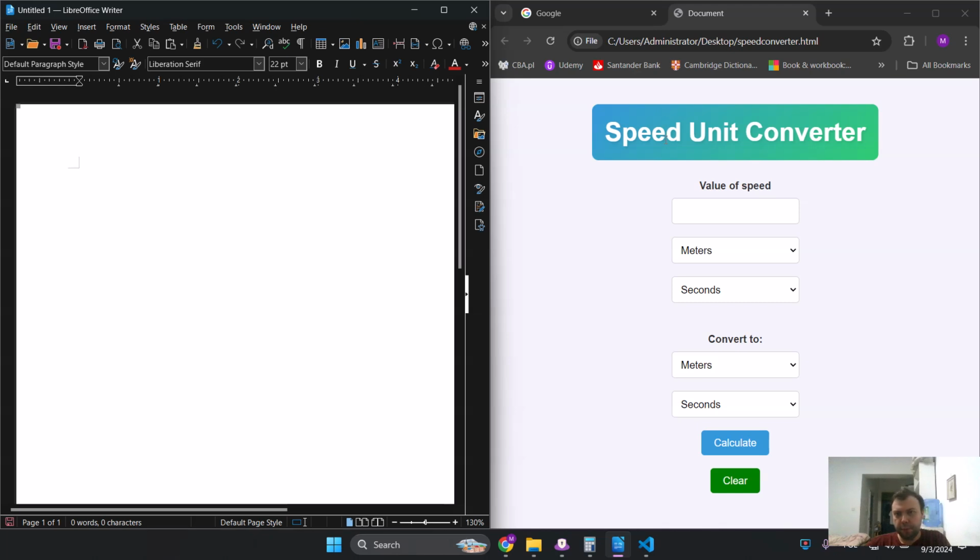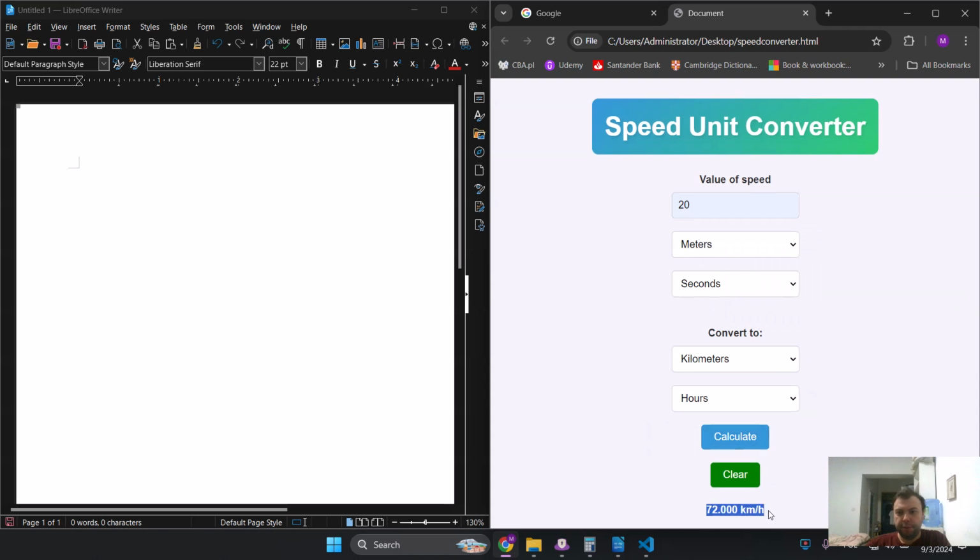So I made a speed unit converter in JavaScript. As you can see, we can use it to calculate different values of speed to different units. For example, we've got 20 meters per second, and how much it will be in kilometers per hour. It equals 72 kilometers an hour.